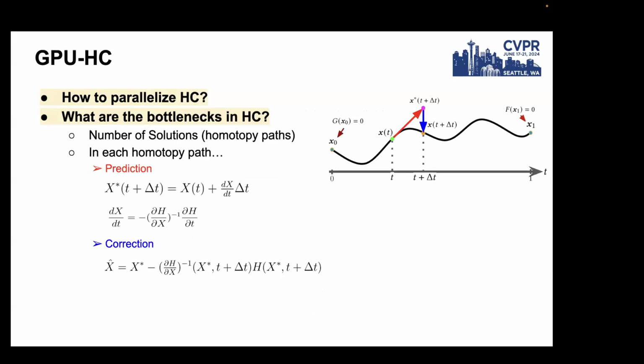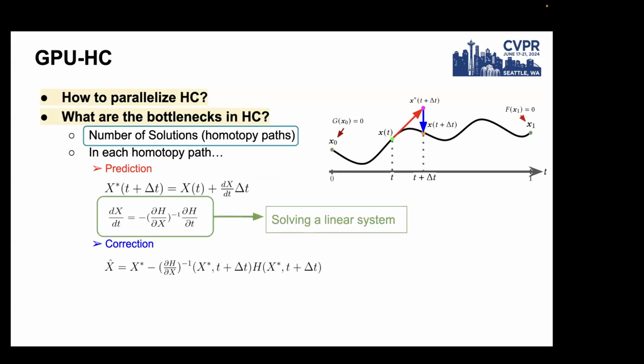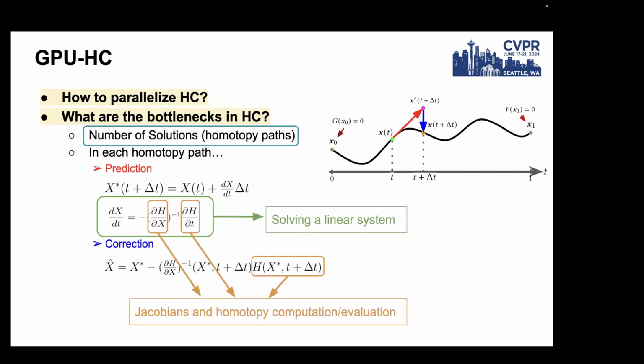So how are we going to parallelize them all? The first bottleneck of HC is that we have numbers of solutions, and all these tracks we need to track independently. And within each homotopy path, following Tim's great talk, we have this prediction and this correction step. In the prediction step, we will solve a linear system. And in the correction step, and in both these steps, we need to evaluate the Jacobians and the homotopy function themselves. All these computations take 80 to 90% of the computation time.